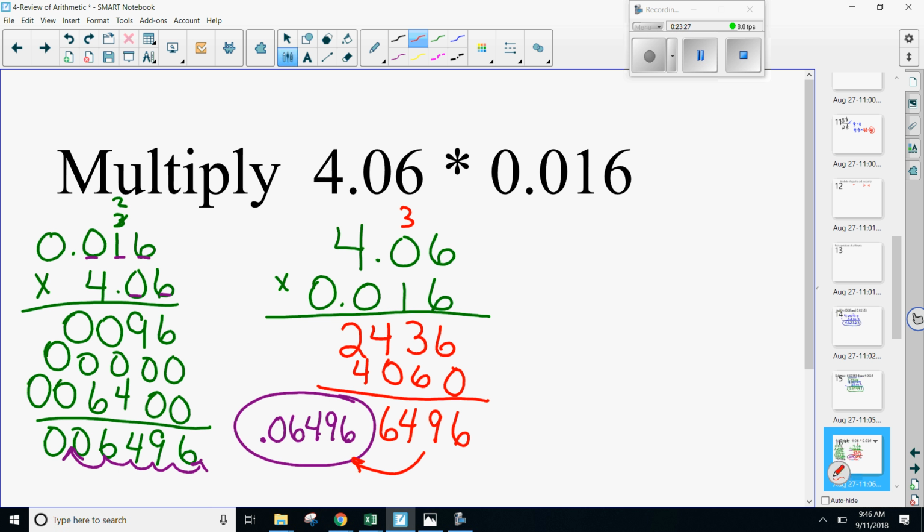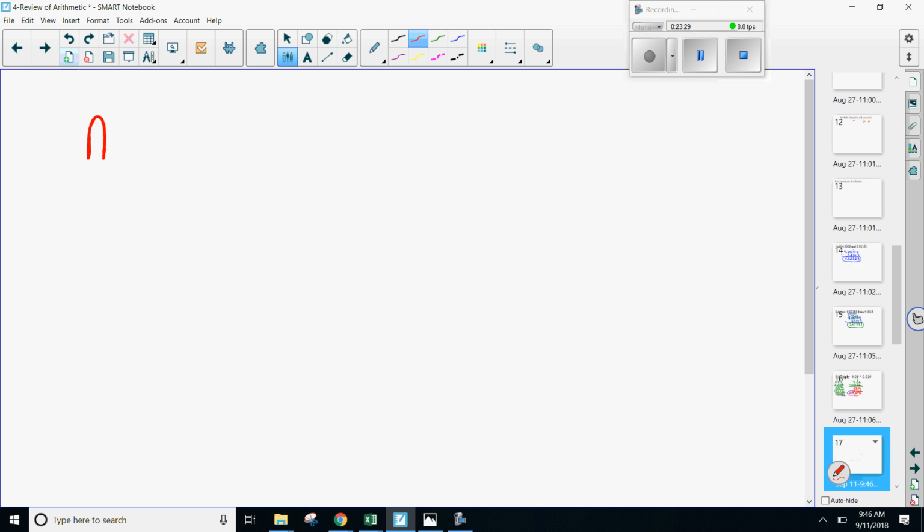Your assignment for tomorrow. You can keep it on your 1 through 4. You have 1 through 4, and you need to add to that 17 through 27.